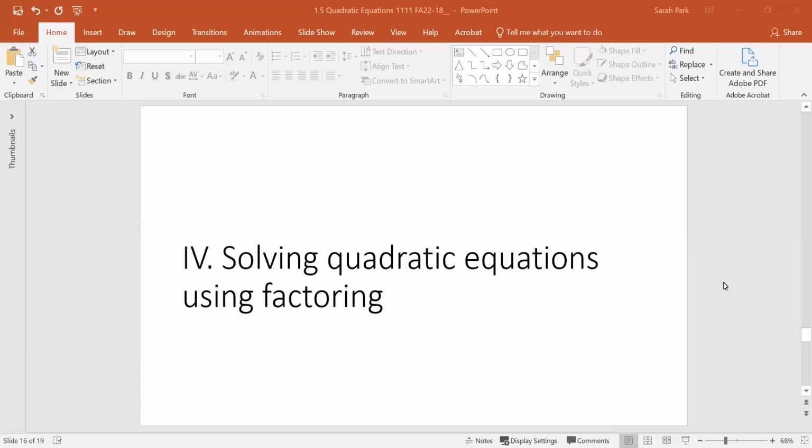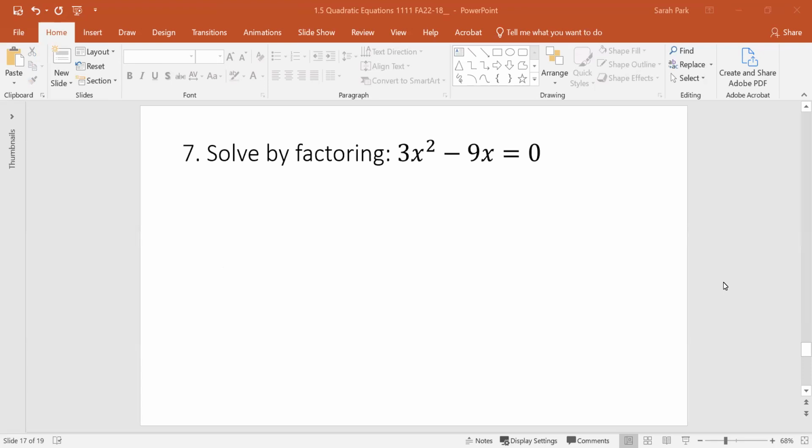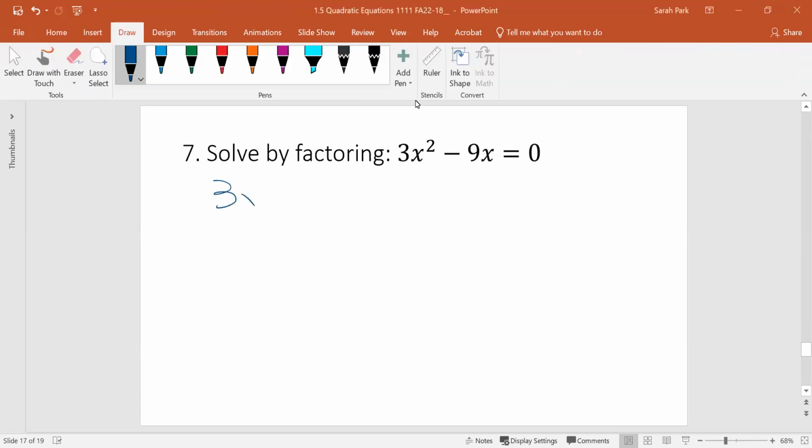Okay, now let's take a look at the last method, or the fourth method, of solving quadratic equations: using factoring. We've done lots of factoring in the class so far, so this is going to be a review. Let's solve this quadratic equation by factoring. There are two terms, so this is a binomial: 3x squared minus 9x equals 0. You're going to factor out what's common in both of these terms.